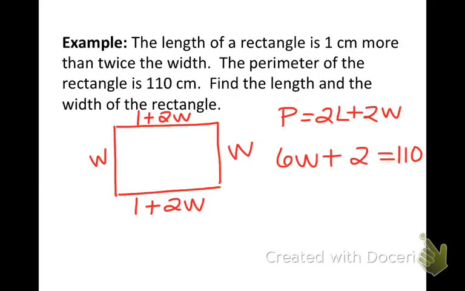What are we getting for the width? 18. Don't forget your units. Whenever we're dealing with word problems, you're most likely going to have units. So we're dealing with what units here? Centimeters. Okay, so we've got 18 centimeters for the width. What's the length then going to be?